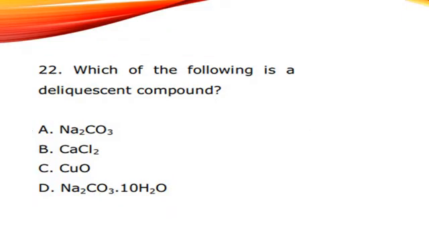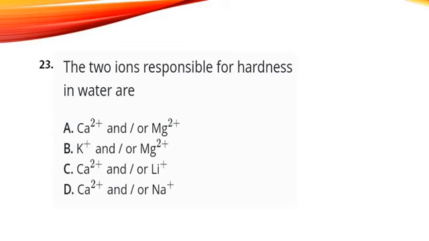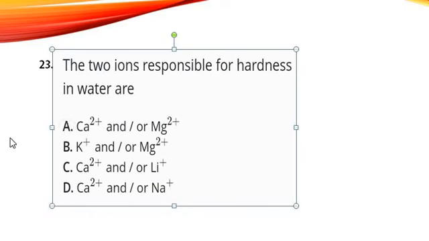Next question is question 23. It says the two ions responsible for hardness in water are A. calcium and or magnesium ion, B. potassium and or magnesium, C. calcium or lithium, and D. calcium and sodium. So the ions whose presence is responsible for hardness of water are calcium and magnesium ion. So our answer here is A.